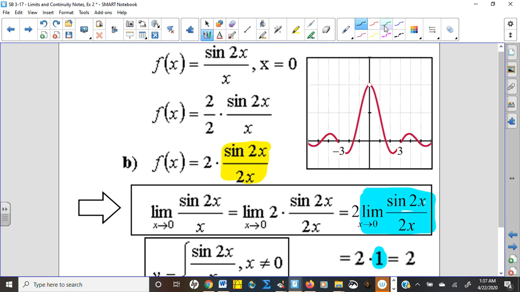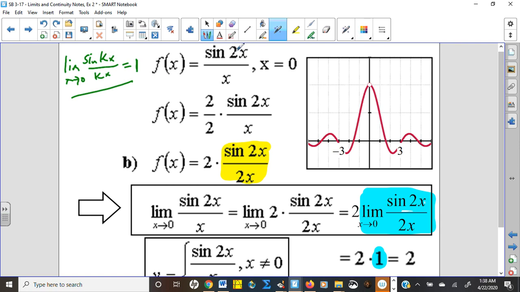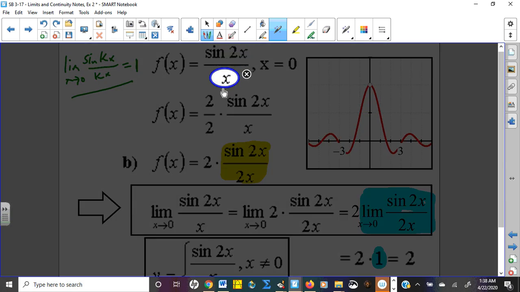So here it is. Limit of the sine of kx over kx as x approaches 0 is equal to 1. We're going to use that one, okay? The first thing I'm going to do is kind of get it into that format, because we can see that I have a 2x here, which means I need a 2x on the bottom, but I'm missing a 2. So here's where I introduce the 2.